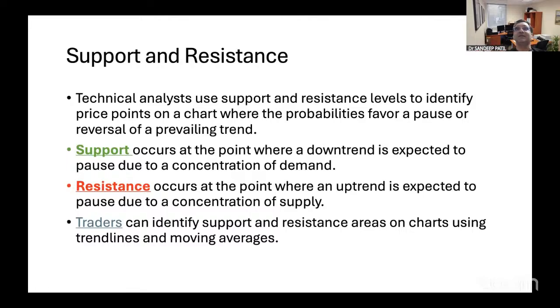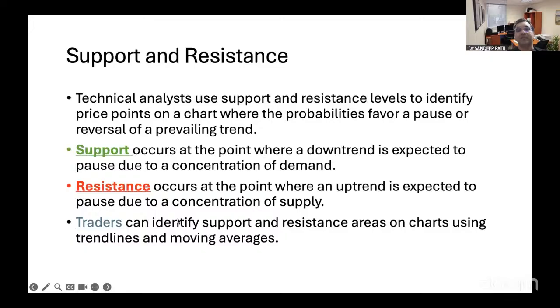Again, that's another theory of supply and demand. There is a point where demand comes, because sometimes it is created by investors who know that this is a good value for that stock, who look at the PE and other ratios. So probably they will buy at that support. Resistance occurs at the point where an uptrend is expected to pause due to the concentration of supply. So the sellers are sitting there and they feel that this is not a good point to hold the stock, and they will sell it.